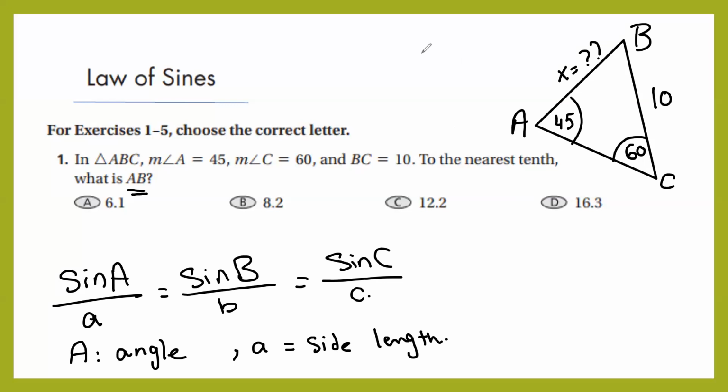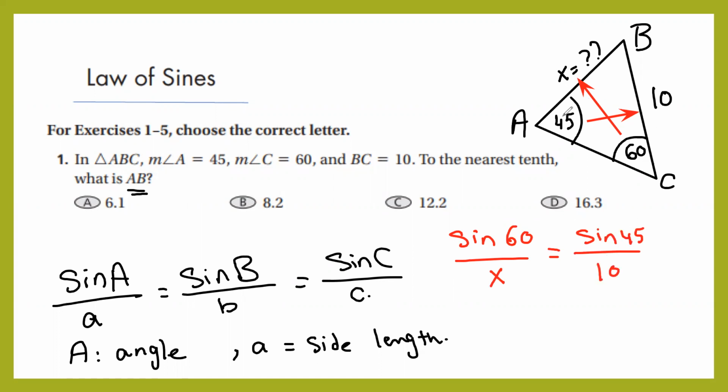If I want to use the sine law, I have to use the angle and the side opposite to the angle. This is the angle, and this is the opposite side to the angle. Here, simply, you can write sine 60 over x, which is the opposite to sine 60, equals sine 45 over 10. The opposite to 45 is 10. So sine 45 over 10.